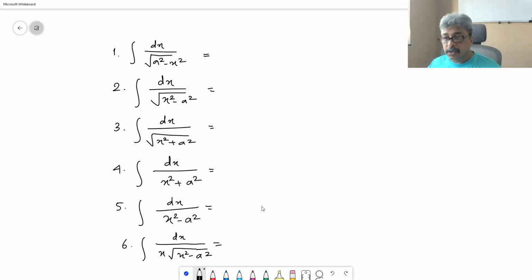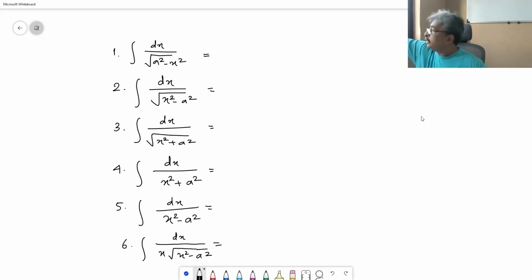Integration is all about remembering the standard results and converting the existing integral into the integral whose solution is known to us. And therefore, it is extremely important that you remember all the standard integrals, that is number one.